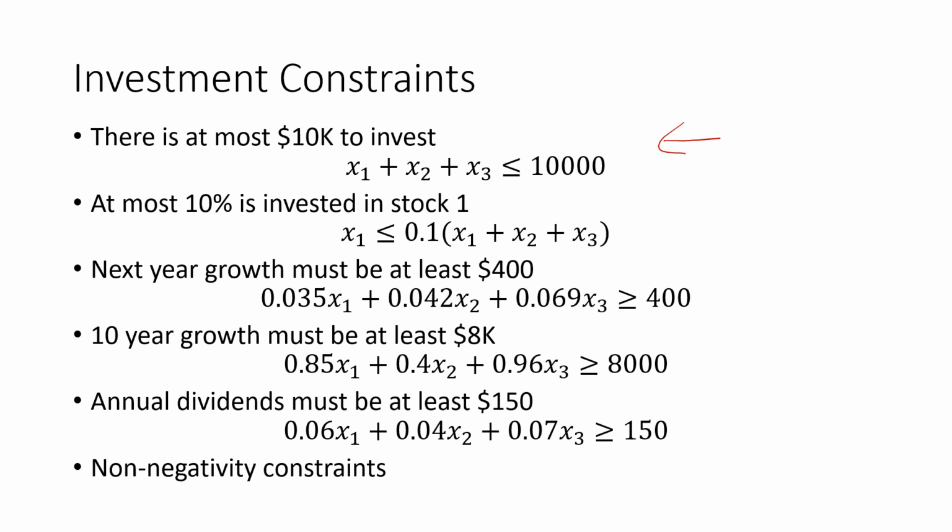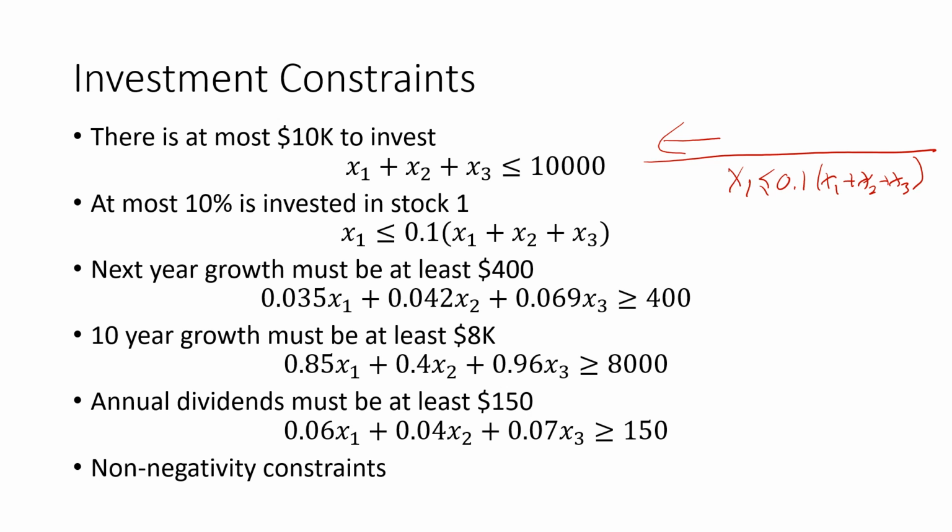But this isn't in the standard form that we're used to seeing. So let's rewrite it a little bit. We have X1 is less than or equal to 0.1 times (X1 plus X2 plus X3). And this is something you'll commonly do. You want to get just a constant on the right-hand side and all your variables on the left-hand side.